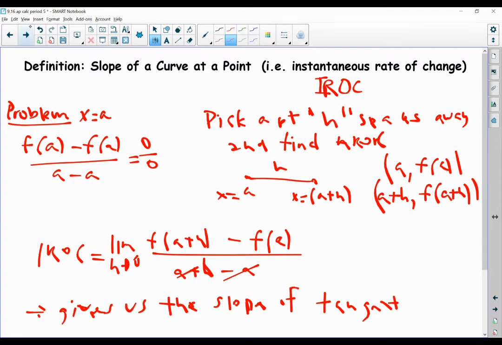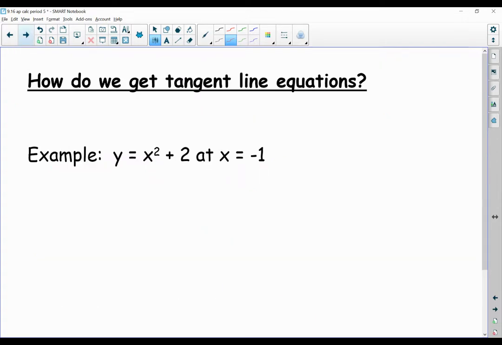Okay. And then to write the equation of a tangent line, you just need to figure out what the IROC is and then do point slope form. So what's your point? What's your slope? Write your equation.